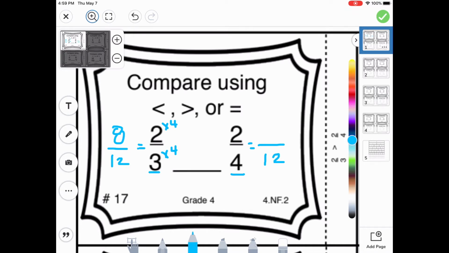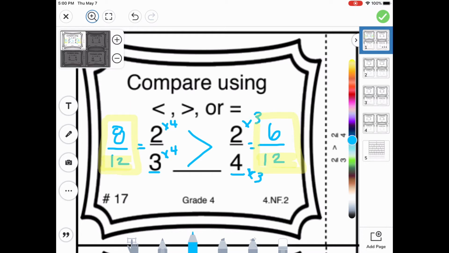On the opposite side, where I had 2/4, I turned 4 into 12 by multiplying it by 3. Again, whatever I do to the bottom, I'm going to do to the top. So 2 times 3 is 6. Now, it's going to be much easier to compare 8/12 and 6/12 because they have the same denominator. And I know that 8 is greater than 6, so 8/12 is greater than 6/12. So that's one strategy you could use to solve your math today.